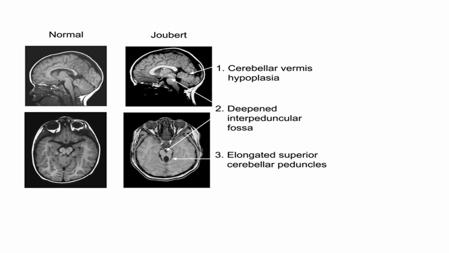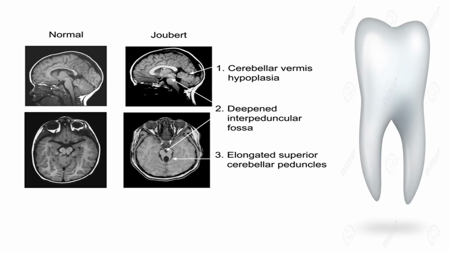So what are the MRI changes in Joubert syndrome? Here you can see cerebellar vermis hypoplasia is present and a deep interpeduncular fossa is visible over here, while in the normal MRI it is normal; in Joubert syndrome it is deepened. Elongated superior cerebellar peduncles are present in Joubert syndrome, while not in the normal MRI brain. So the characteristic molar tooth sign you should keep in mind is present in this syndrome. So the right answer for our MCQ is option C, Joubert syndrome.